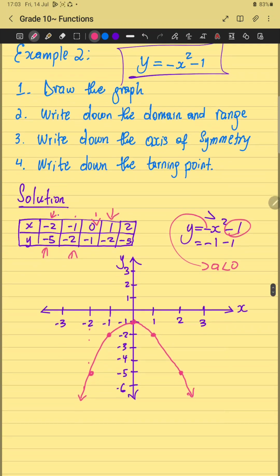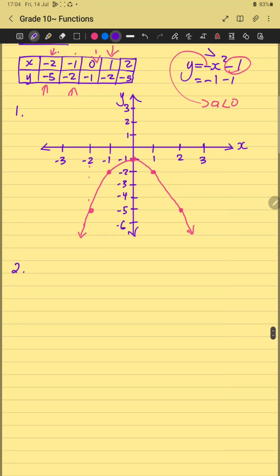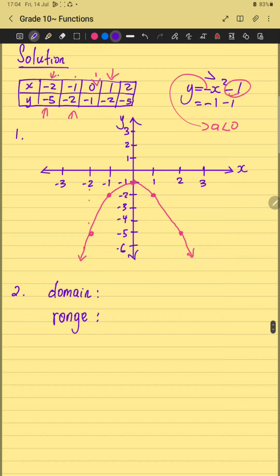Now let's answer the second question, the domain and the range. So this is number 1, and in number 2, the domain. Again, the domain, I said, guys, stays the same. So x is an element of real numbers, or maybe you can just say x is an element of negative infinity to positive infinity. Just choose one between the two. You can choose this one or this one, but don't write two of them at the same time.